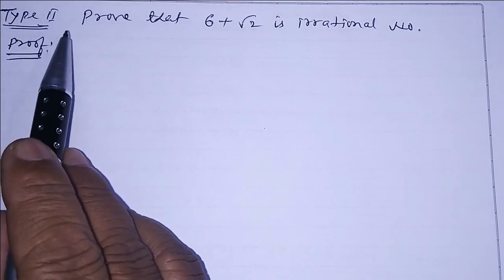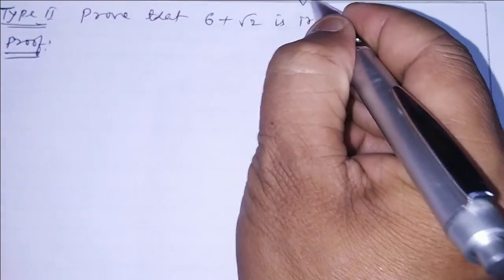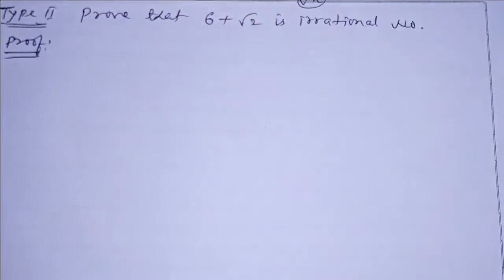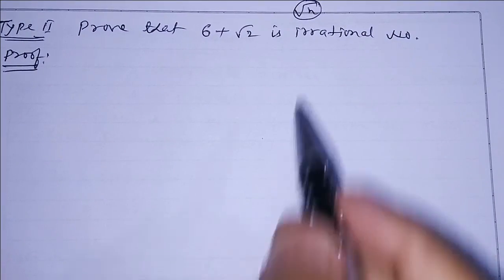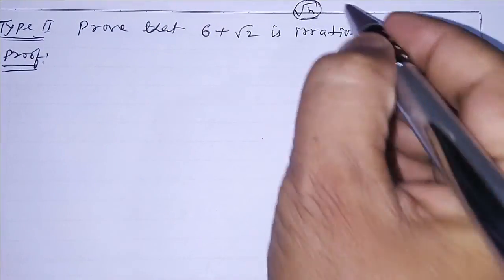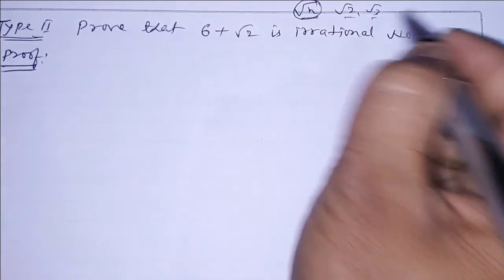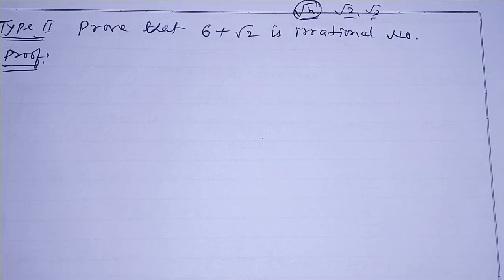One type of proof we have done earlier is the form of root n. The form of root n is an irrational number, root 2, root 3. This type of proof we have already done.